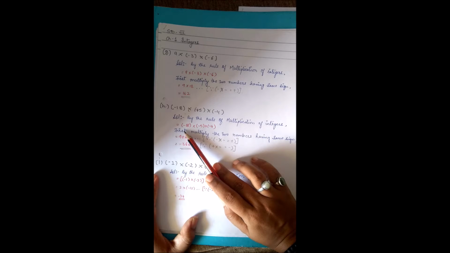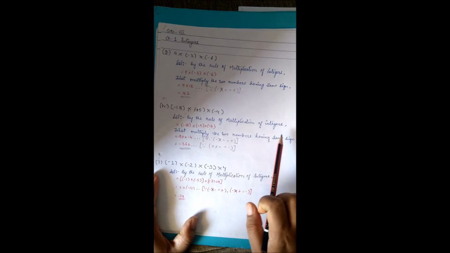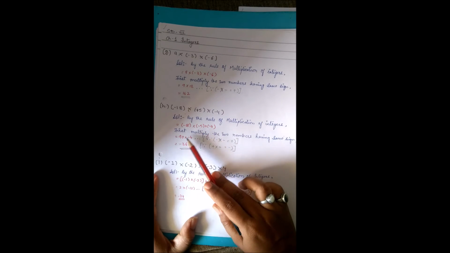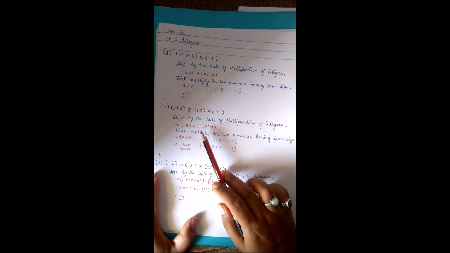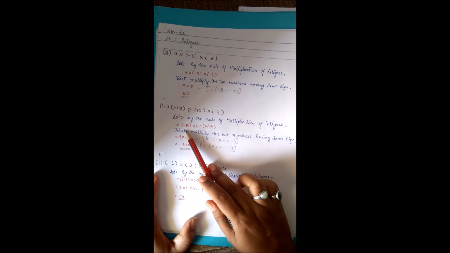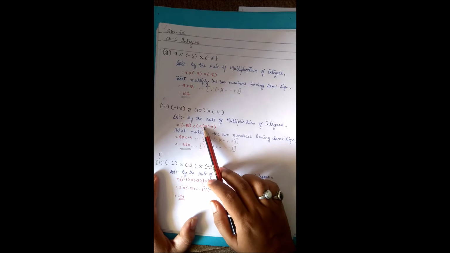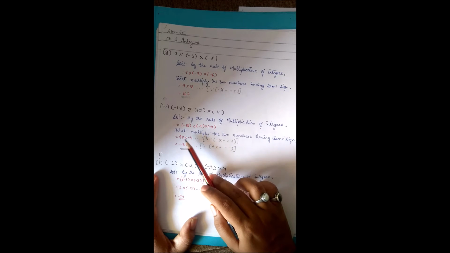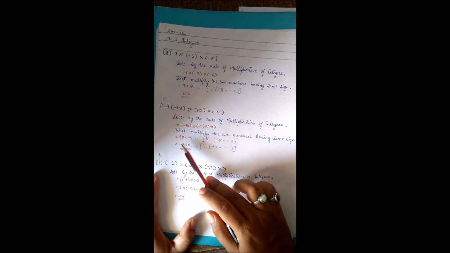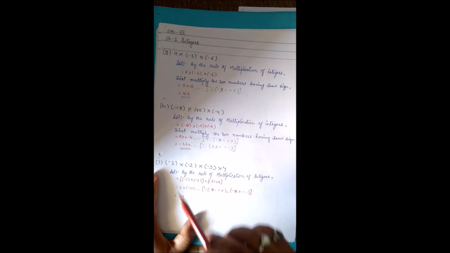Minus 18 into minus 5 into minus 4. First we multiply the two numbers having the same sign. Here all three numbers have the same sign. So we take the first two numbers, minus 18 and minus 5. 18 into 5 is 90. Minus minus will become plus, into minus 4. So 90 into 4 is 360, and plus minus will become minus.